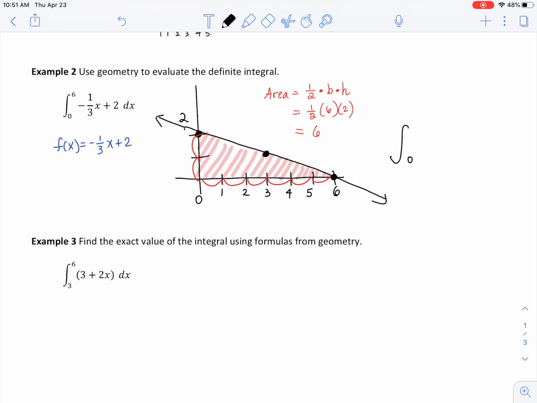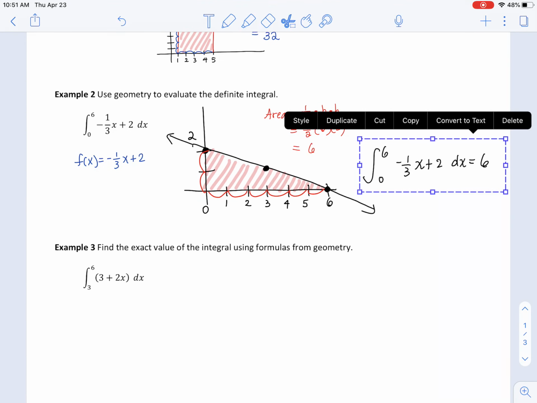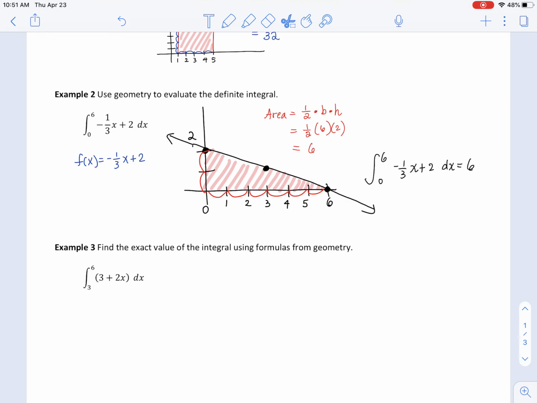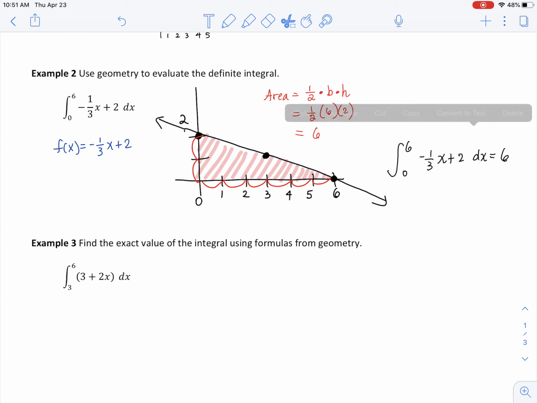Therefore, the area is going to be 6. So we used the area under the graph, you just say under the curve, to evaluate this definite integral. So I can say that my final answer, the integral from 0 to 6 of -1/3 x plus 2 dx equals what number? 6.